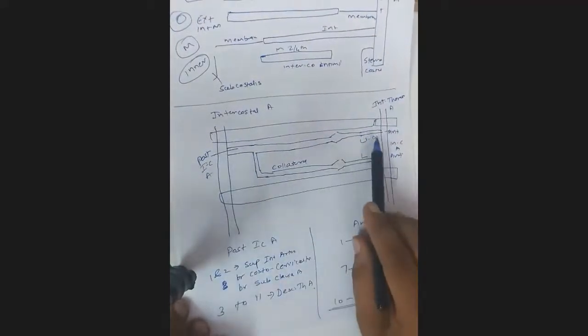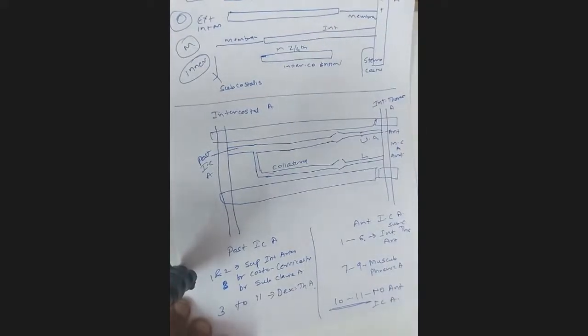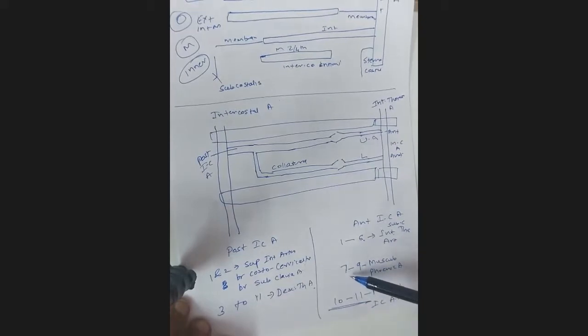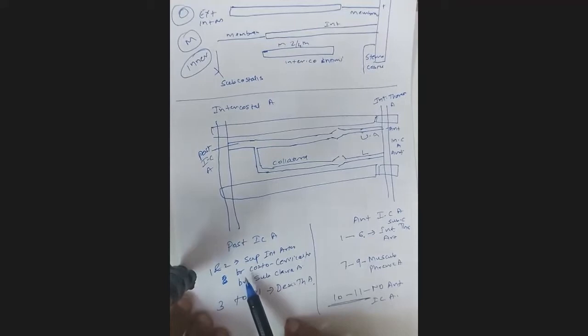In each space there are two anterior intercostal arteries, upper and lower. They arise from the internal thoracic artery in spaces 1 to 6, and in spaces 7 to 9 they arise from the musculophrenic artery. The posterior intercostal arteries in spaces 1 to 2 arise from the superior intercostal artery, which is a branch of the costocervical trunk, which is a branch of the subclavian. In spaces 3 to 11, they arise from the descending thoracic aorta.